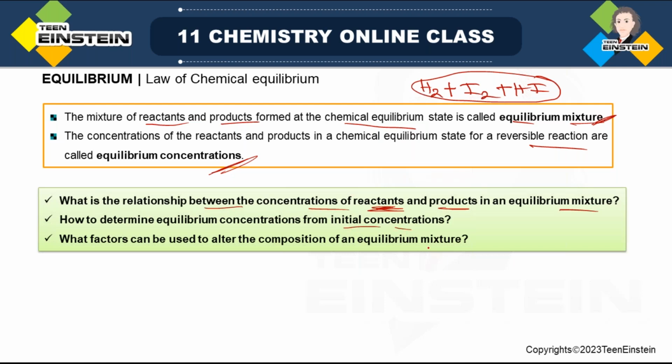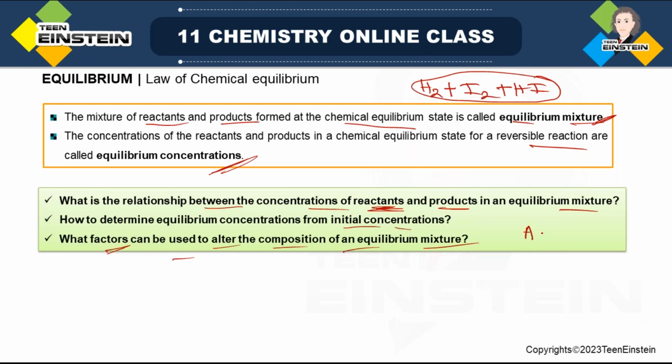That is another question. Now, the third question: what factors can be used to alter the composition of an equilibrium mixture? Remember in the last slide, the last statement, what we have seen, that the state of equilibrium can be changed by changing factors like pressure, temperature, etc. That means we can affect equilibrium. Now, by doing so, can we use these factors in a specific way? Can we use these factors productively to alter the composition of an equilibrium mixture?